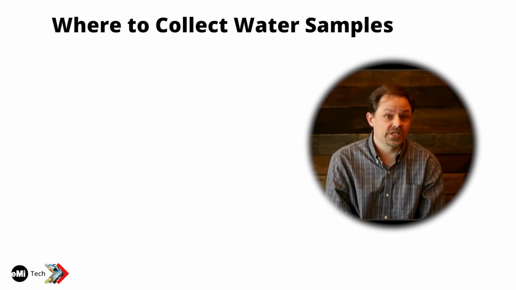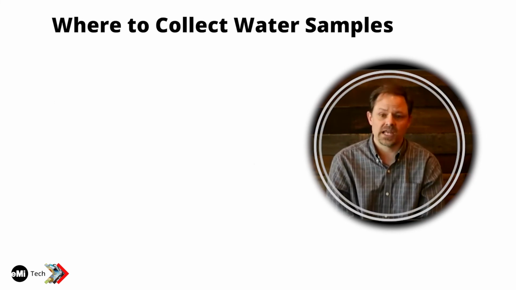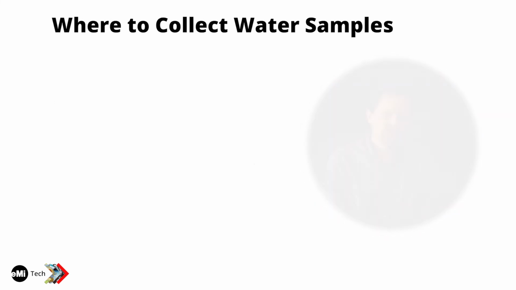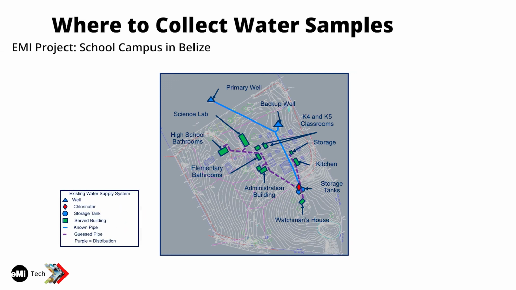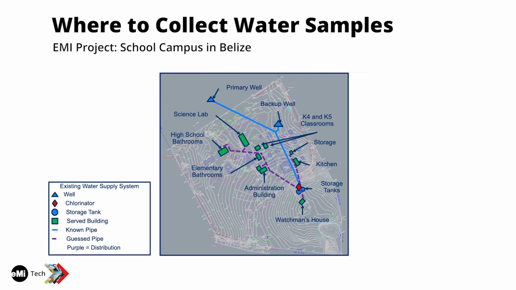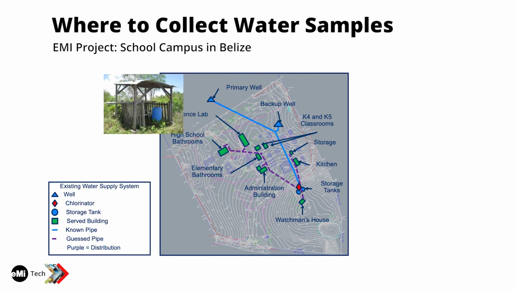Okay, another question is, where should we collect the water samples? So let me give you an example from an EMI project. The gray map you see on the left there is a school campus in Belize, K through 12 school. And this campus actually has two water sources. They call them the primary well and the backup well. You can see that both of those are labeled on the map.